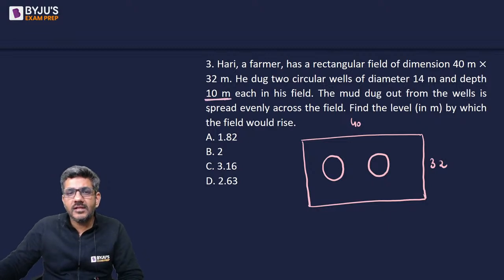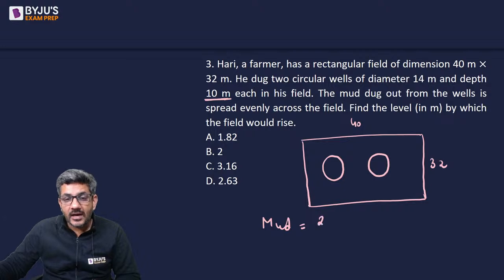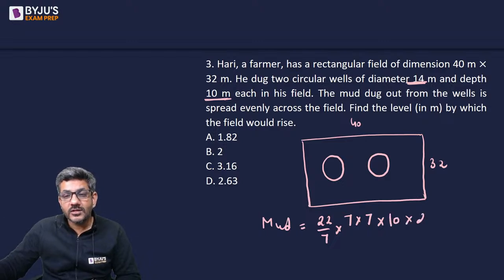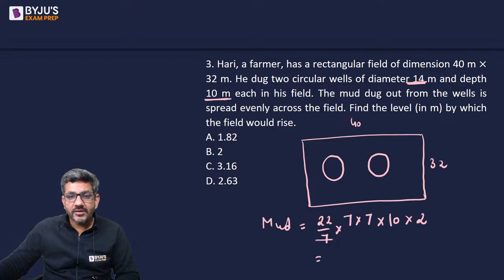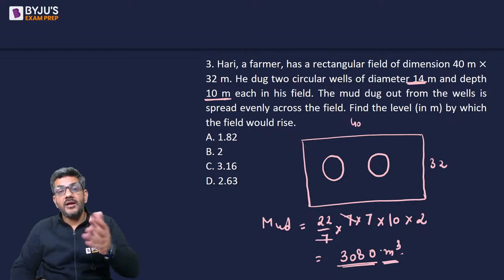The mud dug out from the wells is spread evenly across the field. So first of all, how much mud would come out from them? The circular area of a well is pi r square, that is 22 by 7 into r. Diameter is 14, so r is 7. So 22 by 7 into 7, and the depth is 10. So that multiplied by 10, and there are two wells. So the total mud dug out is this. 7 will cancel out with this 7. I have 14 into 10 into 22. So 14 twos are 28 and 14 twos are 28, plus 2. 3080 meters cube is the total mud that has been dug out from these two wells.